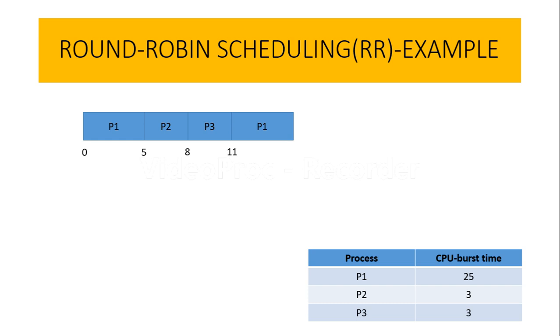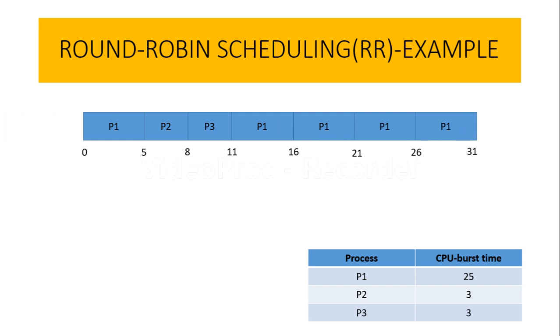Now here P1 is once again getting executed for 5 milliseconds. So here 5 milliseconds and here 5 milliseconds, totally 10 milliseconds is done. Now once again, if you can see, we had only 3 processes and already P2 and P3 have finished with the execution. After 5 milliseconds of execution of P1, once again it is going to get the CPU, and this process will continue until P1 finishes with the execution. So after 31 milliseconds, P1 is finishing with its execution, right?